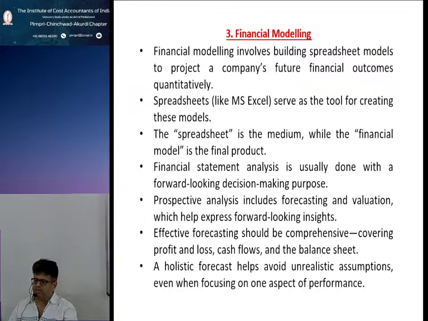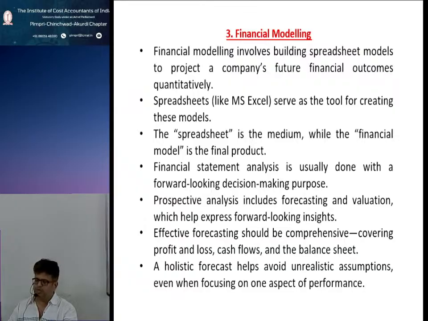In short, it's financial statement analysis usually done with a forward-looking decision-making purpose. Prospective analysis includes forecasting and valuation, which helps express forward-looking insights. For example, if a company wants to do budgeting for the next year, next 3 years or next 5 years, how does it do it? It will take help of spreadsheets like Microsoft Excel, start preparing the template, setting the reports expected for the financial statements and the financial forecasting, and thereby use the spreadsheet to forecast future financial statements and future financial figures. So financial statement analysis is usually done with a forward-looking decision-making purpose. That's the whole use of financial statement analysis.